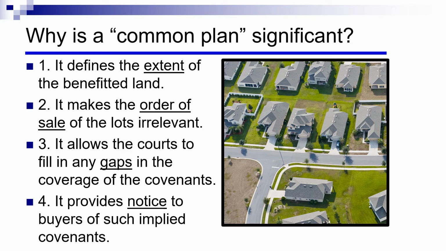Finally, the common plan provides notice of those sorts of implied covenants to buyers, so that a buyer who sees a common plan can infer from that there must be covenants that are similar on all of the lots, even though they were left out of the deeds of a few of those lots. The common plan tells the buyer that every lot is going to be similarly restricted.